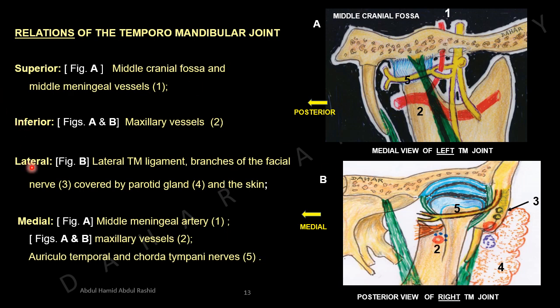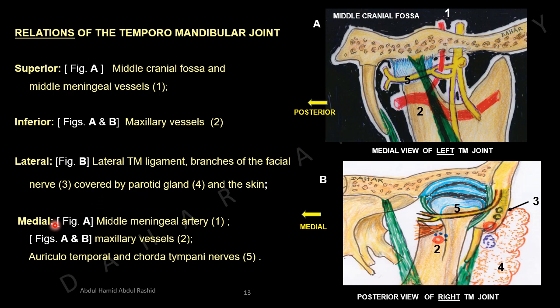Lateral relations of the joint, we use figure B. This is lateral, this is medial. Lateral relation is the lateral ligament of the TM joint, and you will see branches of the facial nerve, number 3, covered by the parotid gland on the lateral side and covered by the skin. They are the lateral relations of the TM joint.